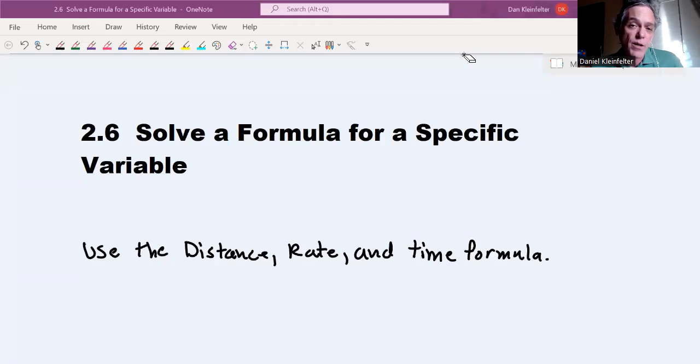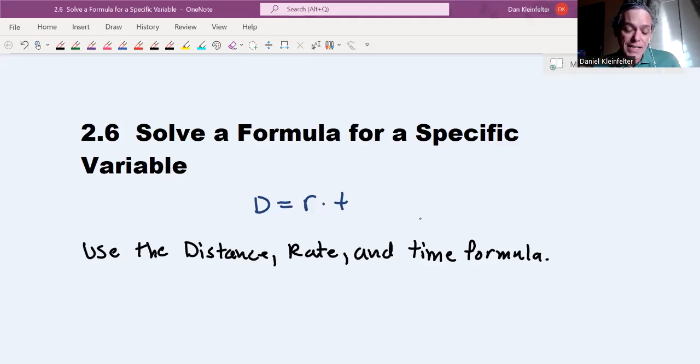Welcome back. In this video, we're going to do section 2.6, which is on solving a formula for a variable. The first part of it, we need to look at the distance, rate, and time formula. The formula reads distance equals rate times time. This governs a situation where there's no speeding up or slowing down, no acceleration or deceleration.